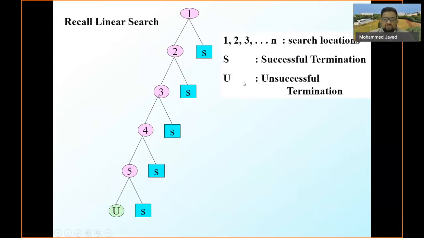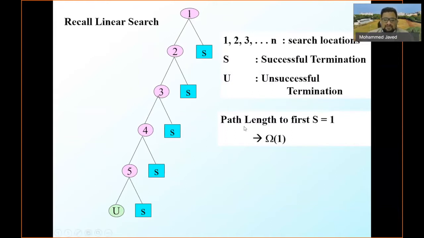And also there is one more called U, which is unsuccessful termination. So I have added this U at the end of the array, so at the end of this array we say that it is an unsuccessful termination. So now in this case, the linear search problem is represented just like a binary tree. It is like a binary tree representation.